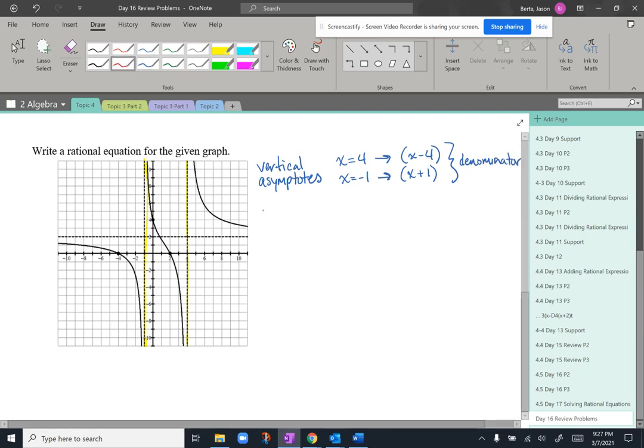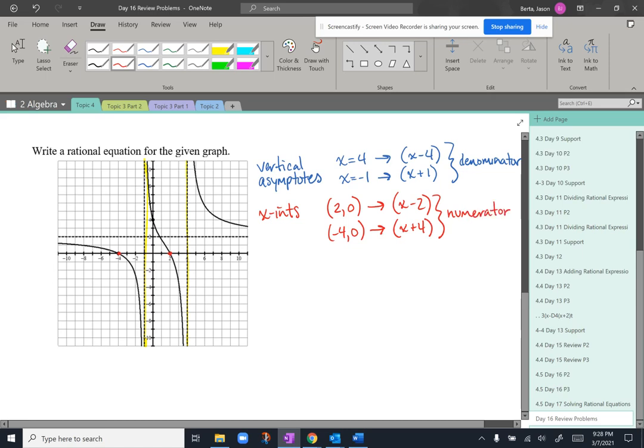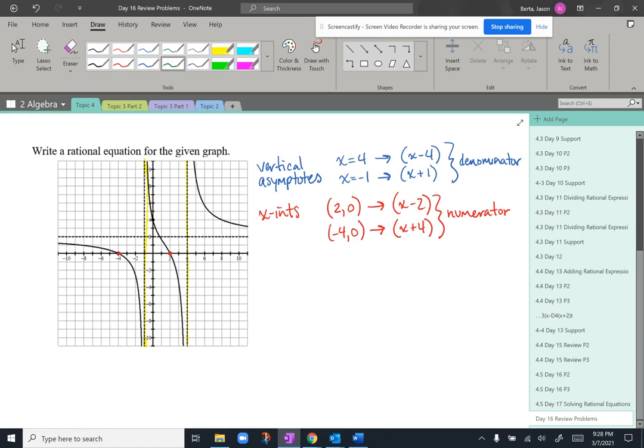Second, I like to find the x-intercepts. Here there's a first x-intercept at the point 2, 0. Now that will correspond to a factor in the numerator of x minus 2. And the second x-intercept is at the point -4, 0. That will correspond to a factor of x plus 4. Those factors are going to be placed in the numerator. When they're 0, they make the function equal to 0. That's why they're x-intercepts.